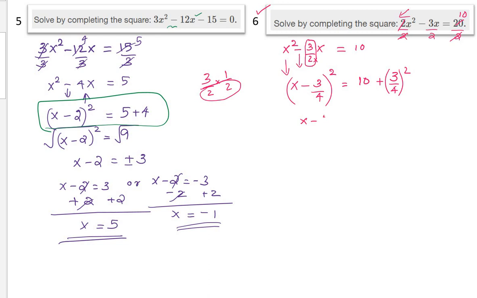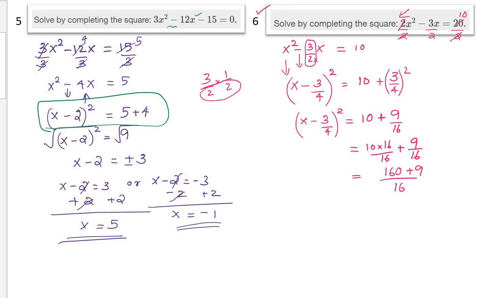So it will become (x − 3/4)² = 10 + 9/16, since the square of 3 is 9 and the square of 4 is 16. Now we can simplify this side. We have 16 here and an odd term here, so we want to equalize the denominators by multiplying that 10 by 16 on the bottom and top, plus 9/16, no change for that one. Now the denominators are the same.